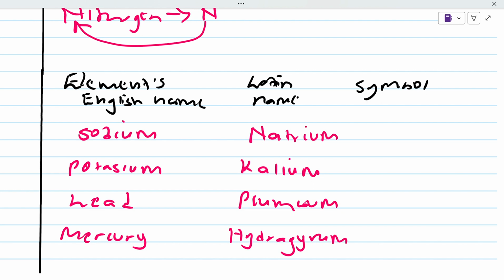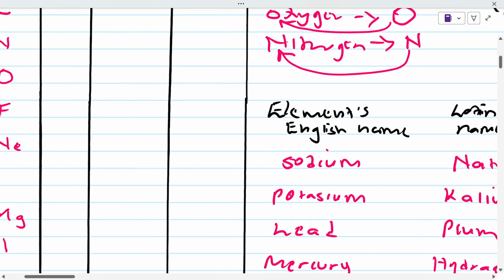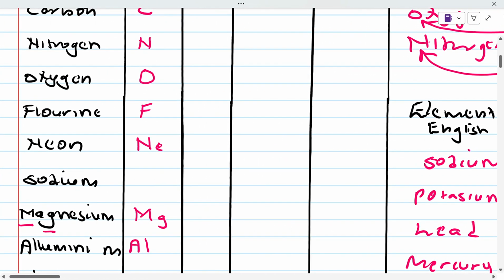Now, the symbol for sodium is Na. Potassium is K, capital K. Lead is Pb, capital P, sorry, small b. Mercury is Hg. So, having known this, I can now go back and fill my table, having explained that.